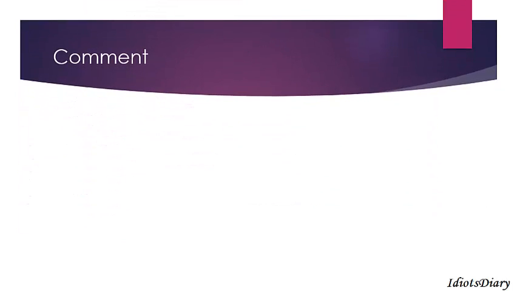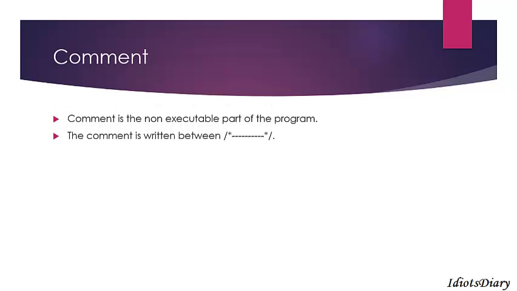Next, we will discuss comments in C. A comment is the non-executable part of the program. Sometimes you want to write something that clarifies your program. In this case, you can do this by using comments. There are two types of comments in C.